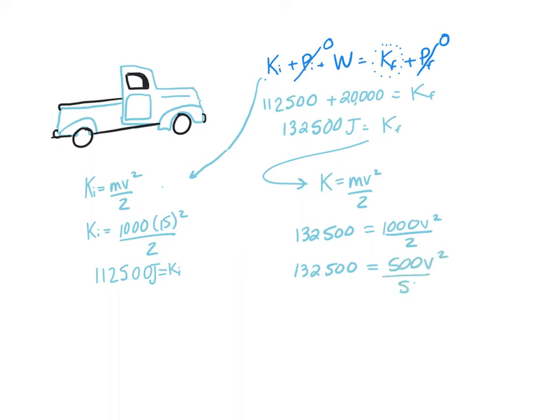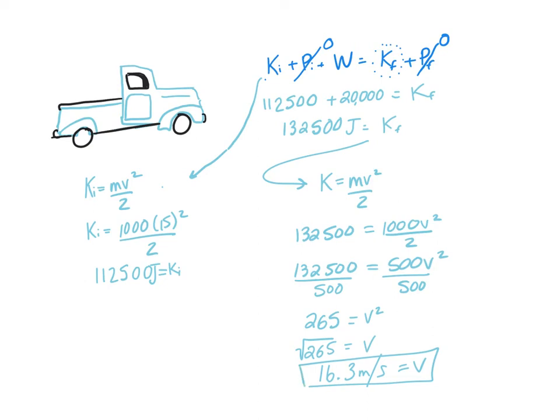So we're going to divide by 500 on both sides, and we get 265 equals V squared. We take the square root of 265 equals V, and we get 16.3 meters per second. So even though it seemed like a lot of joules were being added, we have a lot of mass going on. So really we didn't change our speed that much.